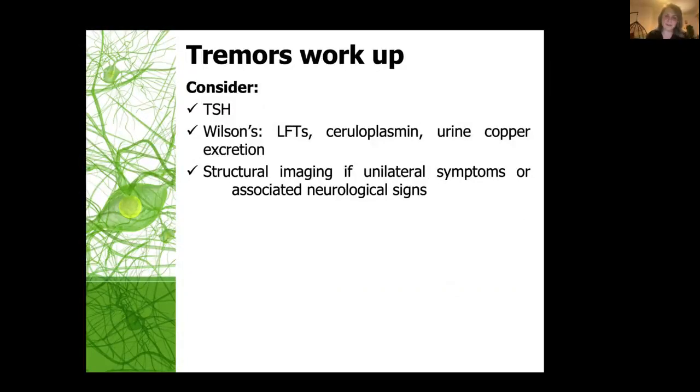Obviously, as part of their workup, as we said, we need to check for things like the thyroid function. Wilson's, as I told you previously in the Parkinson's part of the lecture, presents with movement disorders. One of these movement disorders is tremor. So we need to check the LFTs and ceruloplasmin and urine copper excretion and check for physical examination signs by doing the slit lamp test. And then if there is a unilateral symptom component to it, or there are other neurological signs that we can see, it's important to actually do structural imaging. Basically, MRI is quite helpful just to rule out any other causes, to make it just unilateral on that side only. So things like tumors and infections should be excluded.